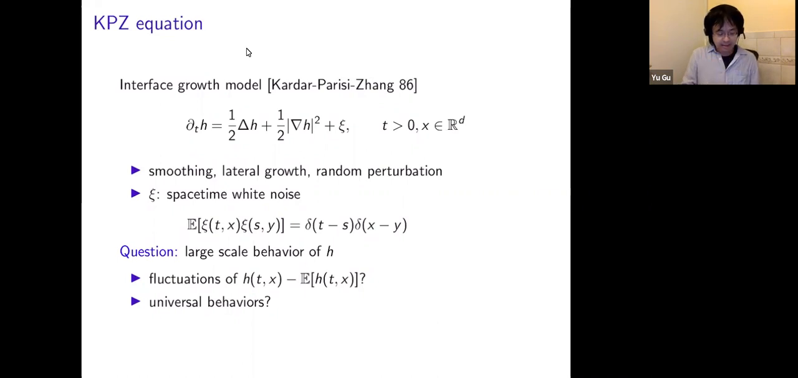Another question you ask is whether there's some universal behavior. As I mentioned, it's considered the default model for interface growth, but it's just one model. There are many models which you can use to describe the growth of the interface. For instance, from the SPDE point of view, you can change this Laplacian operator, or you can change this nonlinear term, or you can change this noise. So whether the large-scale behavior you obtain for this equation is representative, so to speak, can you see the same, or can you make similar conclusions for other models?